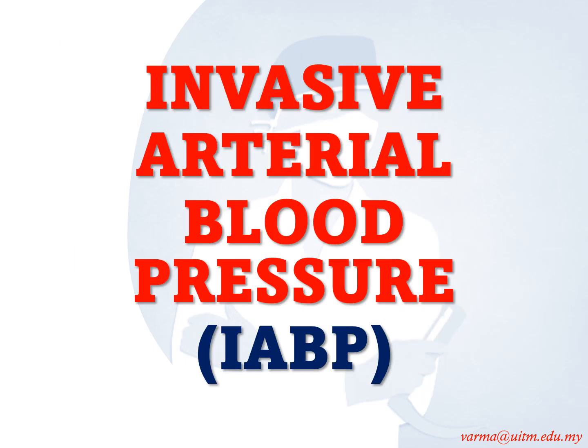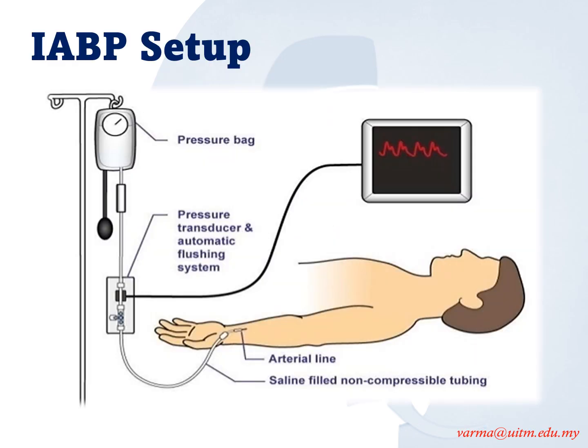Next, we move on to invasive arterial blood pressure measurement. This is a simplified setup of an invasive arterial blood pressure measurement, where a cannula is placed in the patient's artery, the radial artery, and connected to a transducer system, which is connected to a pressure bag of high pressure via saline-filled tubing. The transducer is also connected to an electrical monitor to display the waveform and the numerical blood pressure.